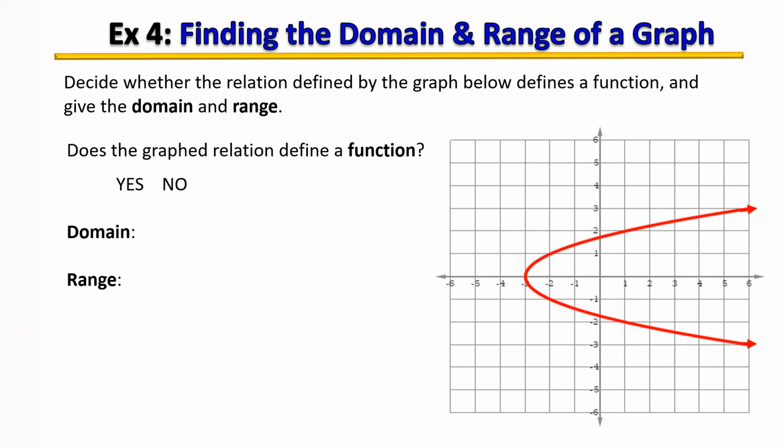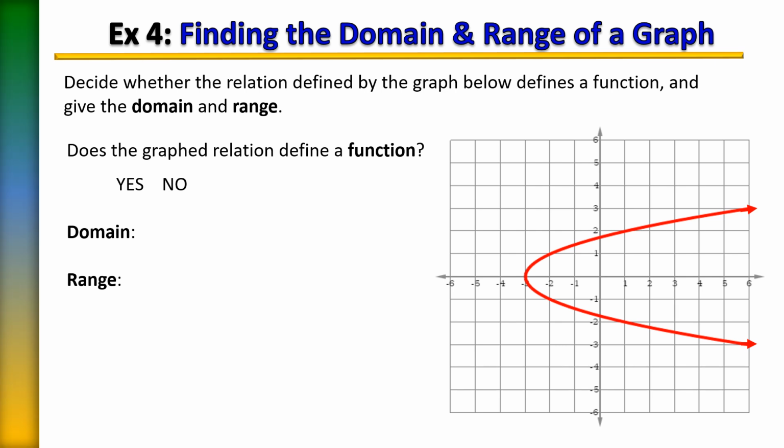Determine whether the relation defined by the graph below defines a function and give the domain and range. Is this a function? If you said no, that is correct, because recall, if you can draw or imagine a vertical line and it touches in more than one place, if it intersects more than once, then that means it is not a function. So it doesn't matter where you draw this vertical line, you're going to hit it twice, which means this is not a function.